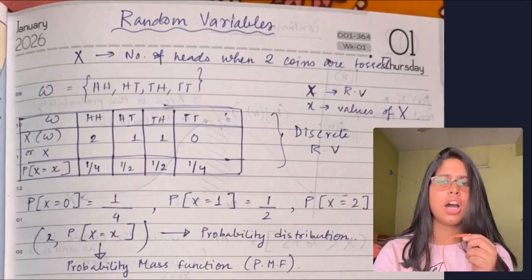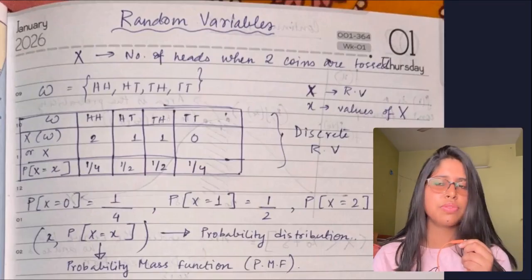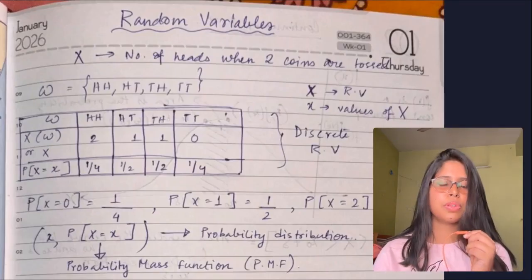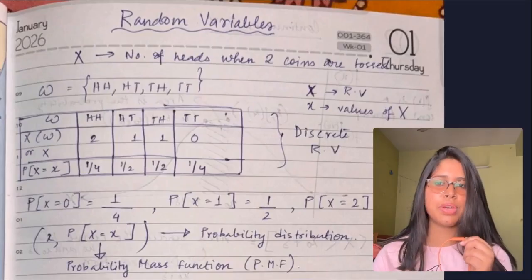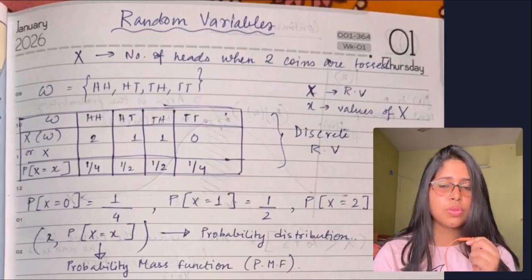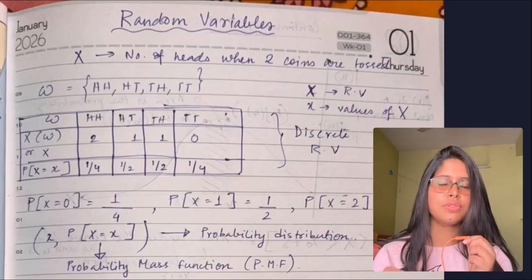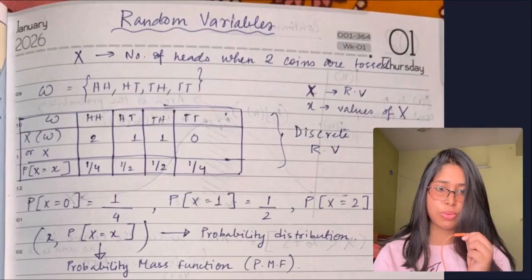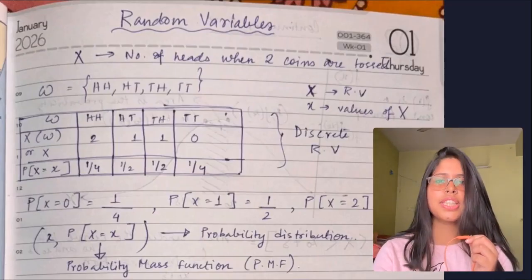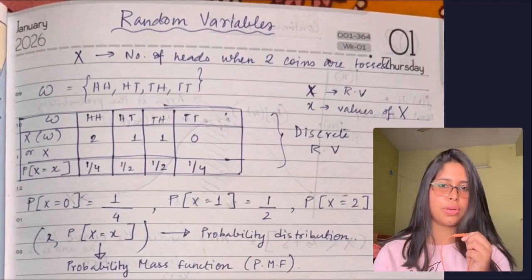Alright, now how do we describe the probabilities for each value of X? That is where the probability mass function or PMF comes in. For X equals 0, which is no heads, probability is 1 by 4. We already know that. And for X equals 1, for one head, it is 2 by 4, which is 1 by 2. And for X equals 2, for two heads, it is 1 by 4.